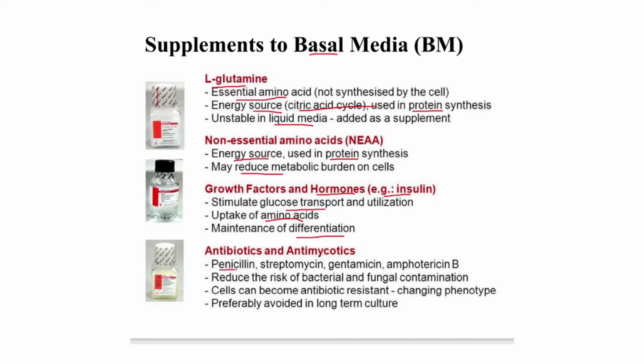The most commonly used antibiotic is penicillin. Then we can also use streptomycin, gentamicin, amphotericin B. So these are the commonly used antibiotics which are supplemented in a cell culture medium. These types of antibiotics reduce the risk of bacterial and fungal contamination. But the major disadvantage is that long term use of these antibiotics can render the animal cell culture to be antibiotic resistant. So these are preferably avoided for long term cultures. Only for short term cultures these types of antibiotics are given.